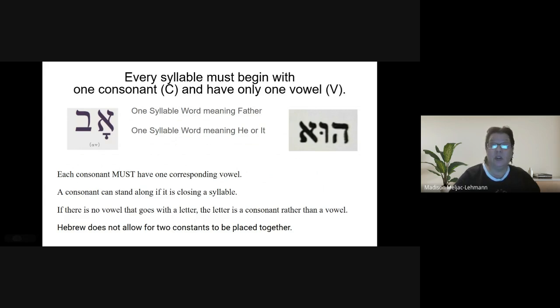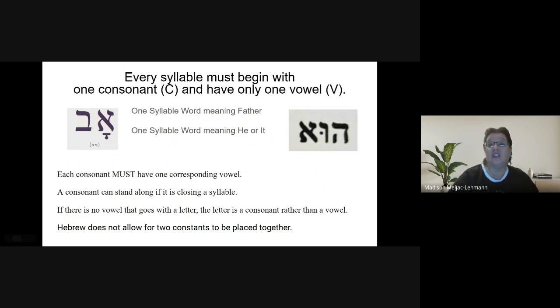Exactly right here. If there's no vowel that goes with a letter, the letter is a consonant rather than a vowel. And that's why I picked who. There's no vowel that goes with it, so Aleph has to be a consonant. It's just a silent one.